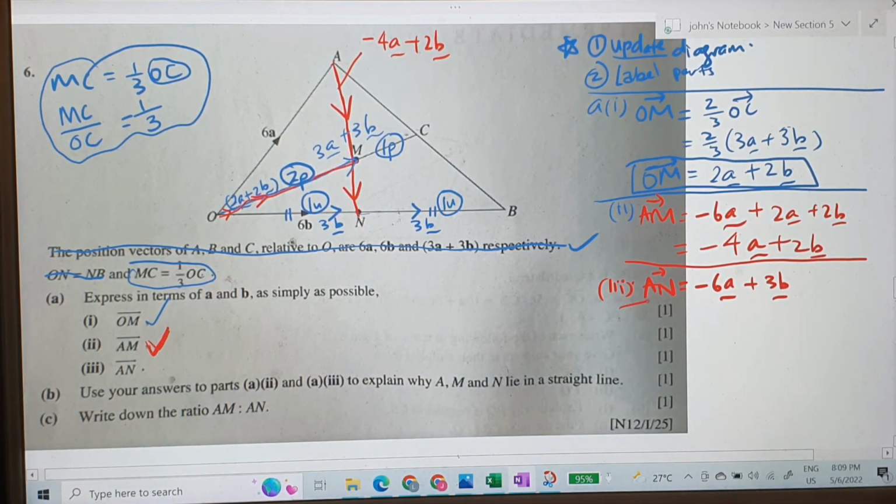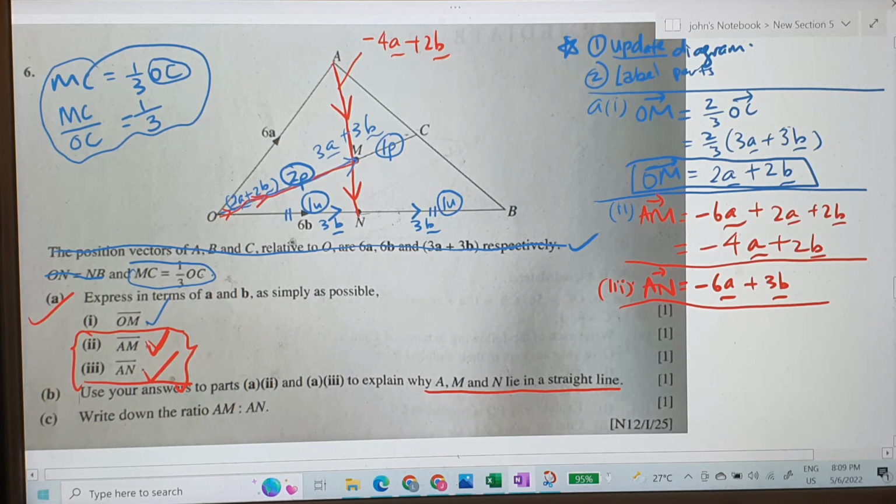Okay, now that we have these three, let's see what they want us to do. Part A we are done. They say use your answers in this part and this part to explain why A, M, and N lie on the same straight line. Now, they are very nice to you. They tell you to use these two parts to help you solve part B.